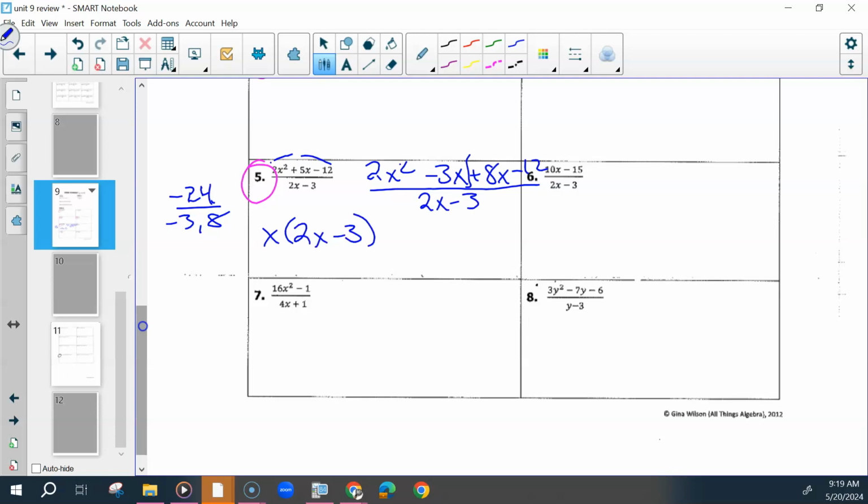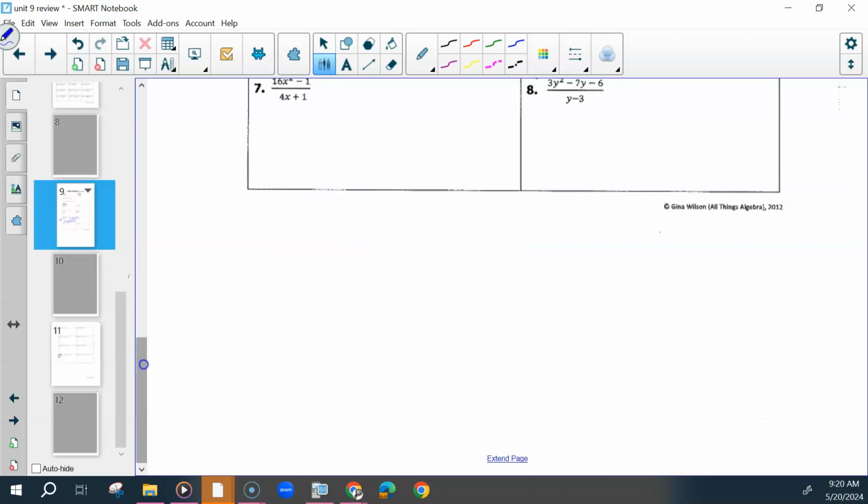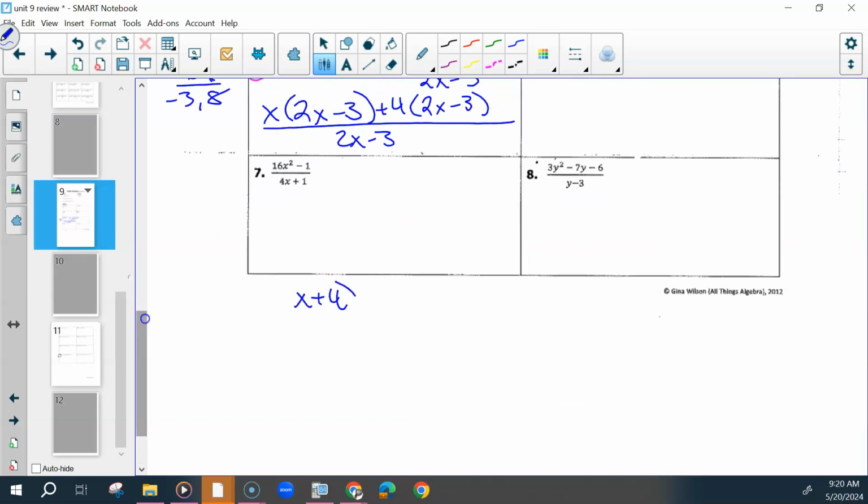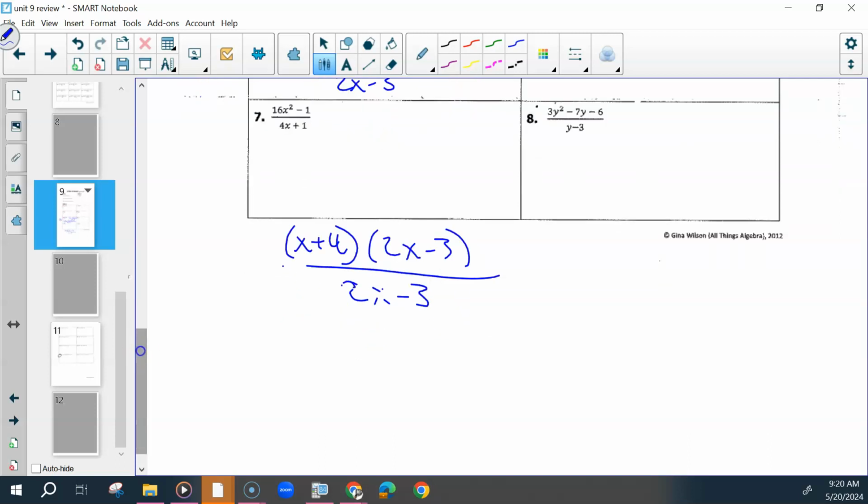And then for the last two, what would those have in common? 4. So plus 4. Leaving 2x minus 3. Rewrite this into your final factors. I'm running out of space, so I'm going to do this underneath this. So I have x plus 4 and 2x minus 3 all over 2x minus 3. And then I cross out any like factors. So the final answer would be x plus 4.